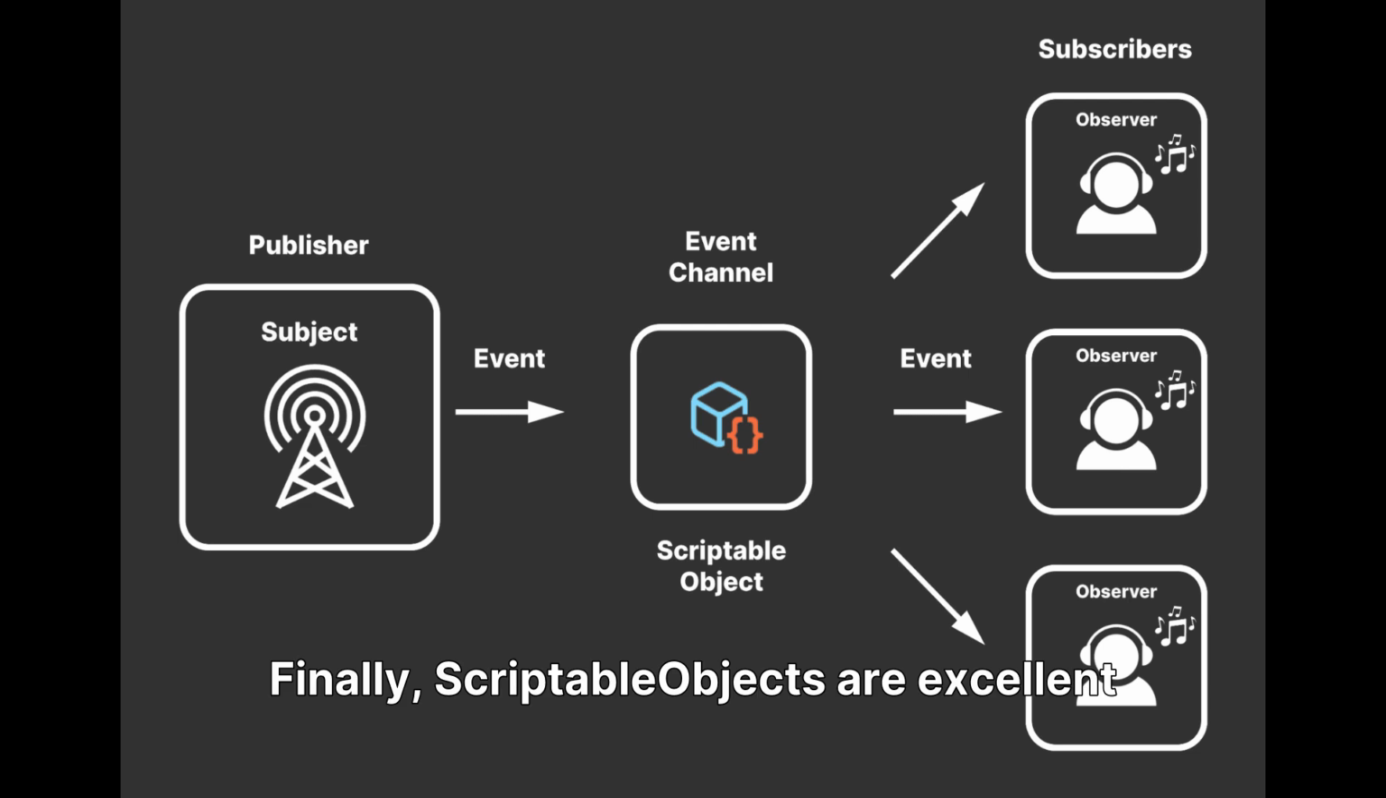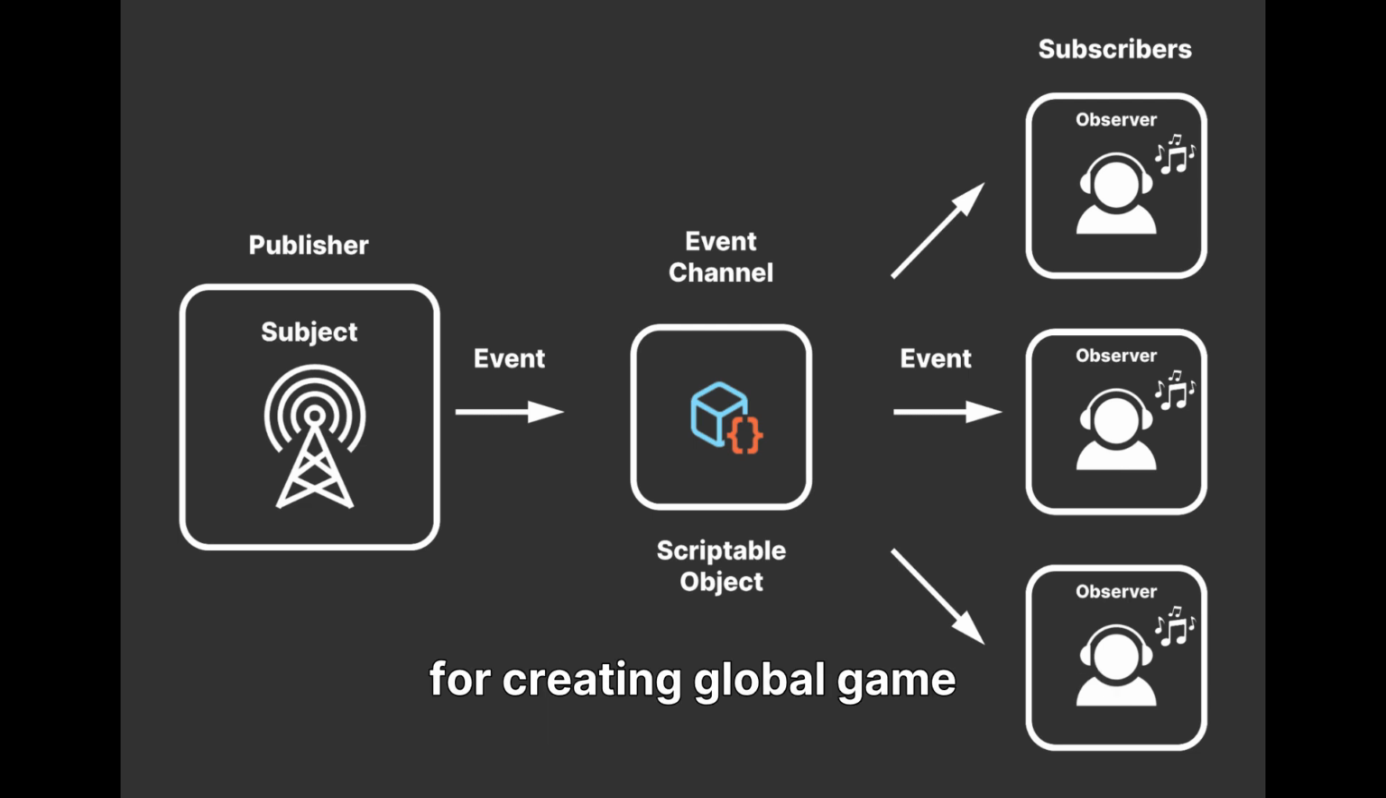Finally, scriptable objects are excellent for creating global game events that can be accessed and triggered from any object in your game. This allows for a decoupled event system where various parts of your game can communicate without direct references.